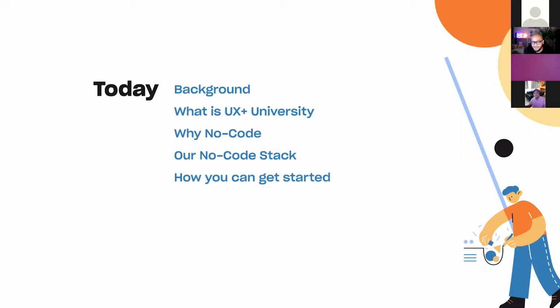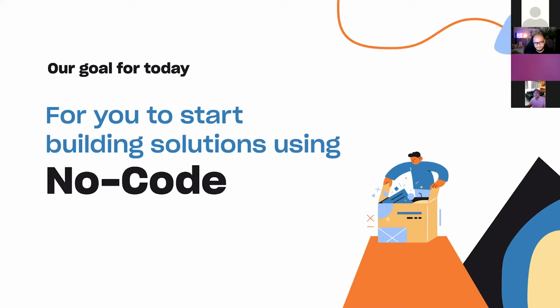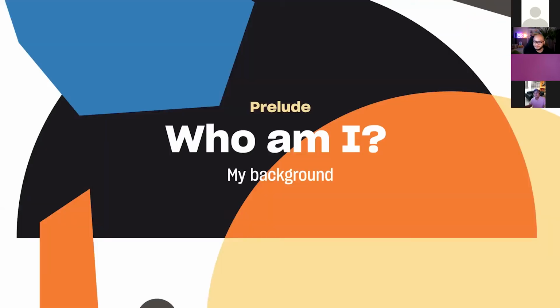Today, some background on me. What is UX Plus University, or what did I set out to do with no code, and then maybe answer along the way why no code is the way to go, at least for us. Then our no code stack: I'll be walking through each part of it, and also how we were able to build a startup without hiring an engineer, and hopefully that can inspire you to get started. So the goal for today is just to start. That's enough of a goal. Hopefully with this talk you can play around with Zapier or any other tool, even without experience.